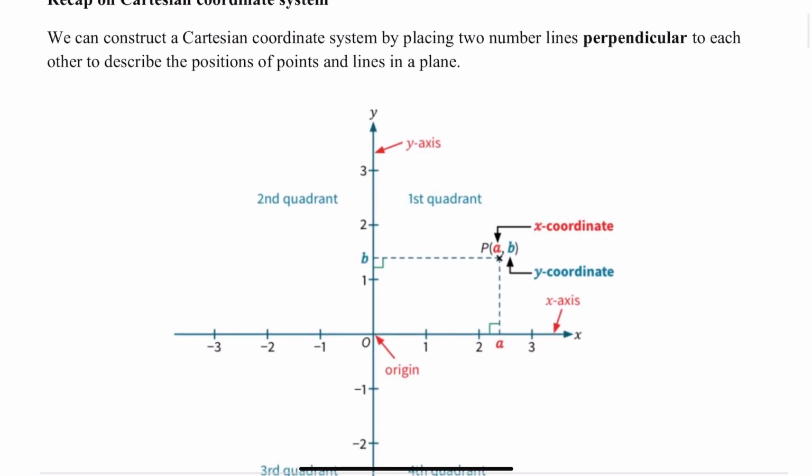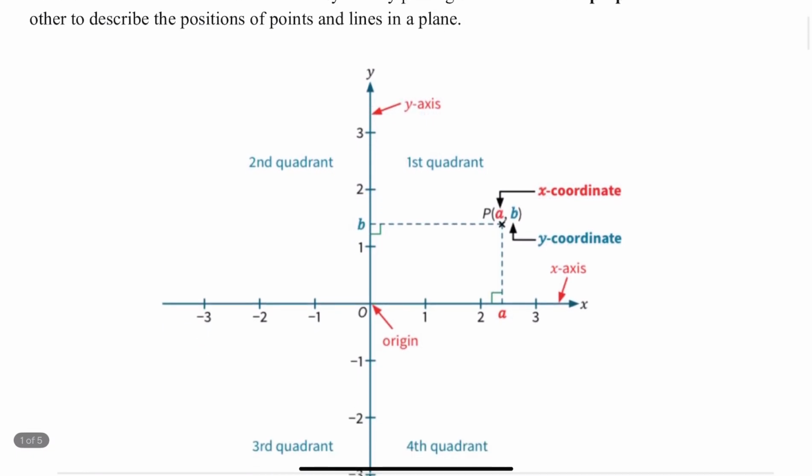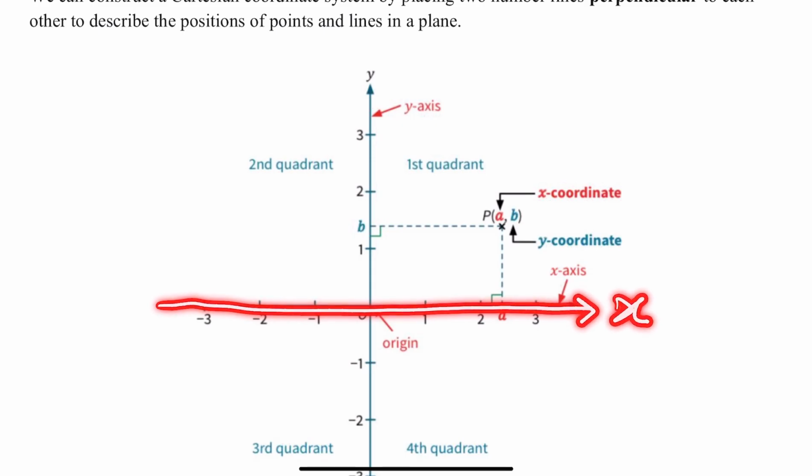Okay, so you should have seen these two basic things. We call this the Cartesian coordinate system. What this means is that this horizontal line here is called your x-axis. We label this by x. This vertical line here is called your y-axis. We label this with a y.